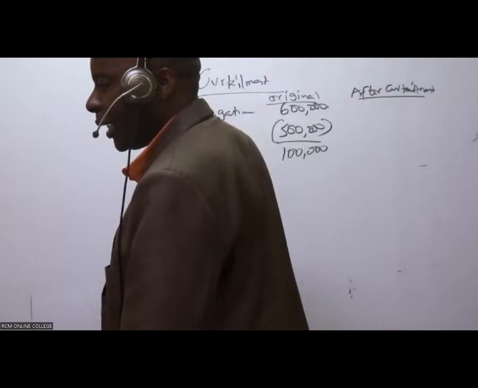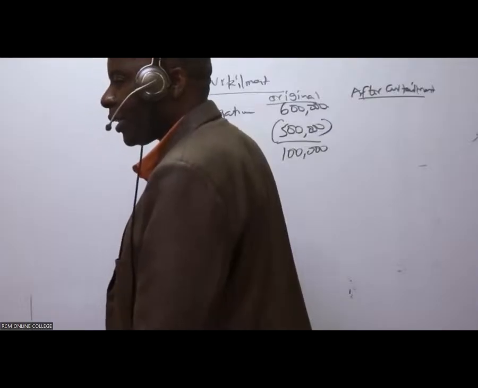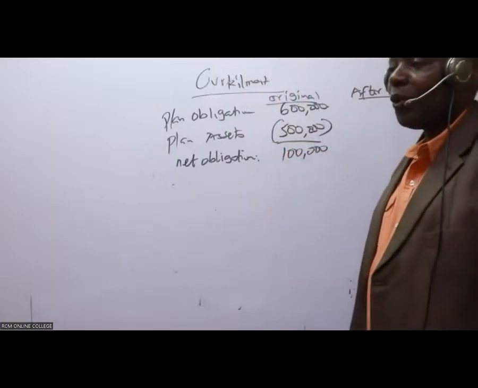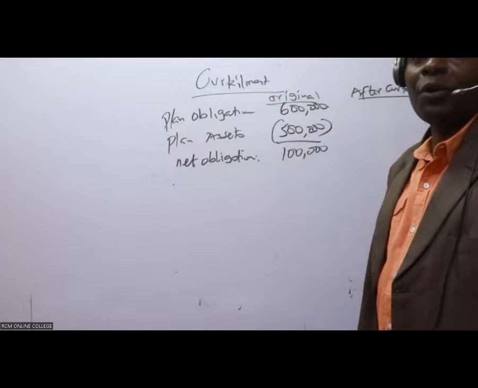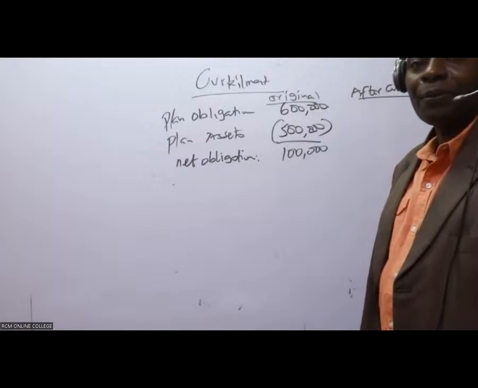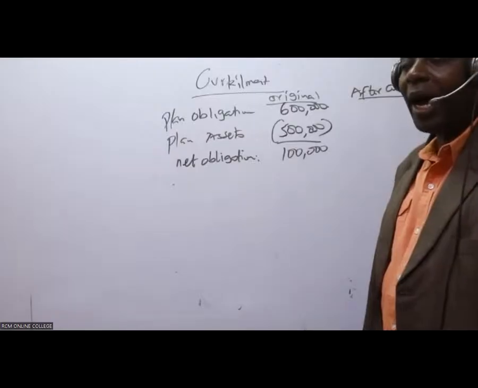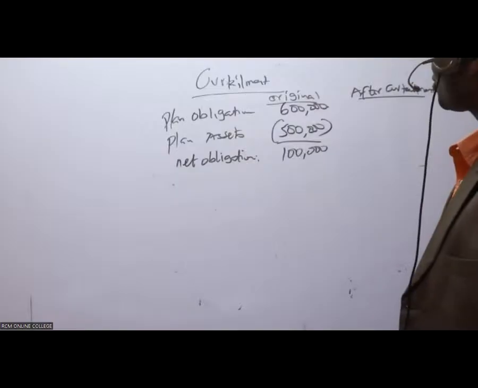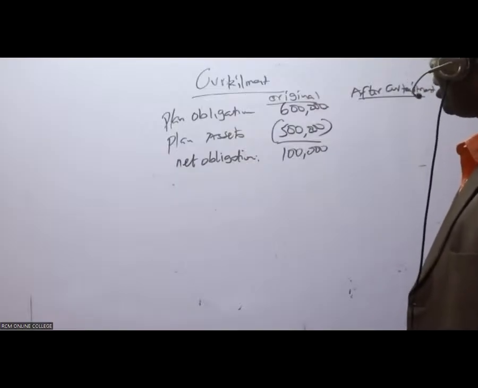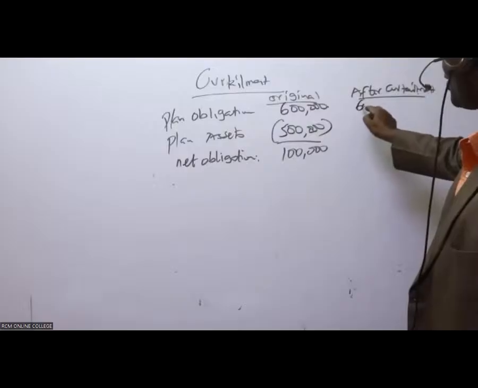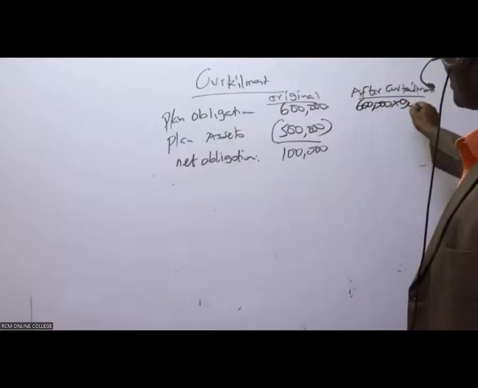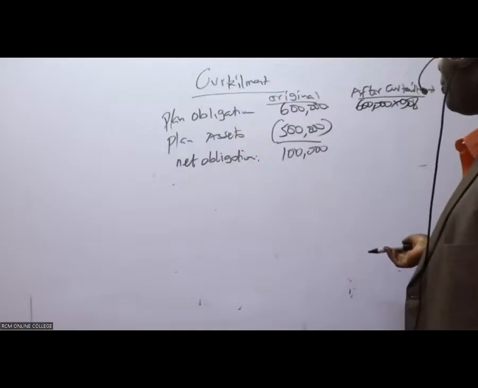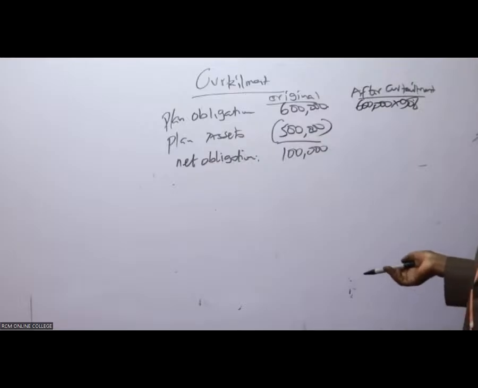Great. And then once we called out for curtailment, we are told the obligation will go down by 10%. So can you kindly give me the obligation after curtailment? After curtailment, it will be 600,000 times 90%, because you see a 10% reduction. So then this will give me what, ladies and gentlemen, here?